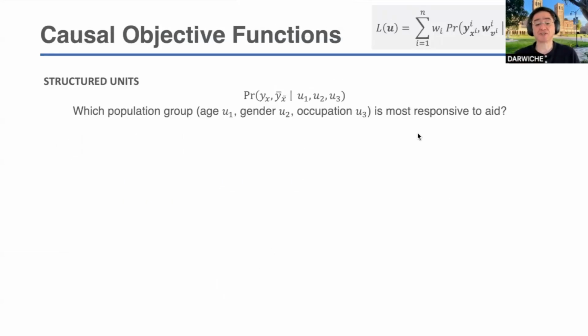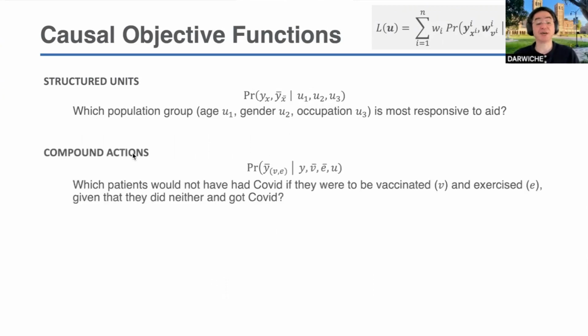Using this class of objective functions, you can actually refer to structured units, as we mentioned, so you can have multiple variables to describe a unit, and optimize the value of all of these. You can talk about compound actions. So you can have something like this. Which patients would have had COVID if they were to be vaccinated and exercised? So 2 actions, 2 different variables here that I'm doing simultaneously. This is the outcome, given that they did not exercise and were not vaccinated and got COVID. Again, I'm trying to optimize this. I'm trying to find a value for this that optimizes this quantity.